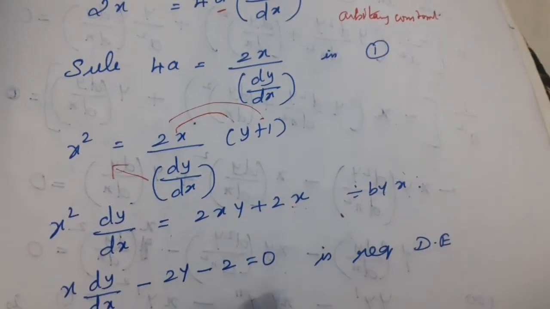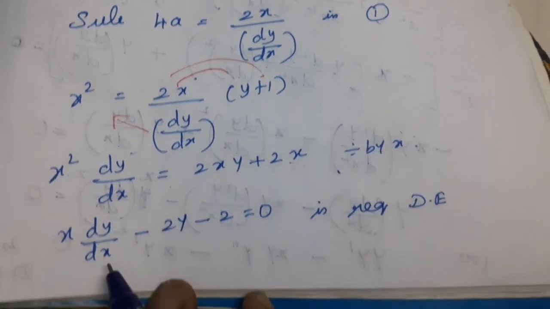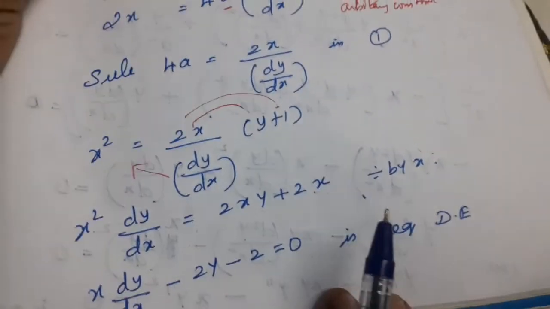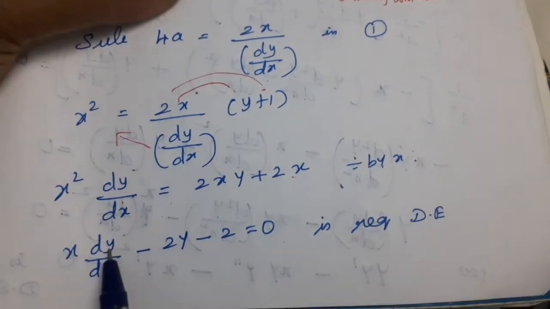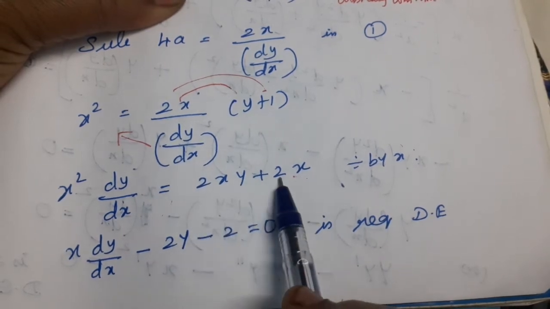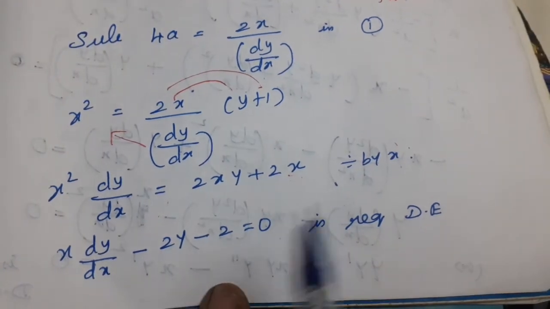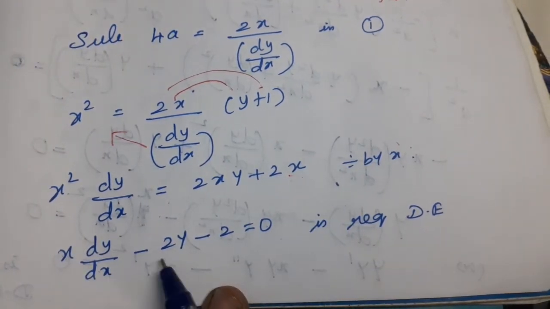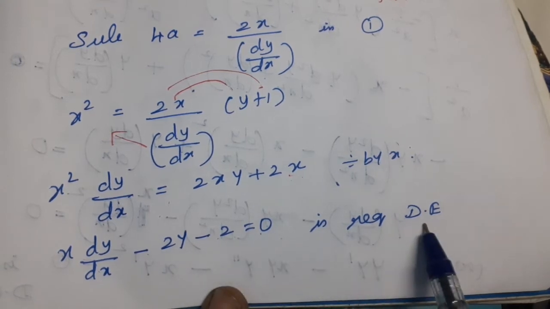Now divide by x on both sides. So x into dy by dx equals 2y plus 2. Plus 2y becomes minus 2y on the other side, and plus 2 becomes minus 2. So x into dy by dx minus 2y minus 2 equal to 0 is the required differential equation.